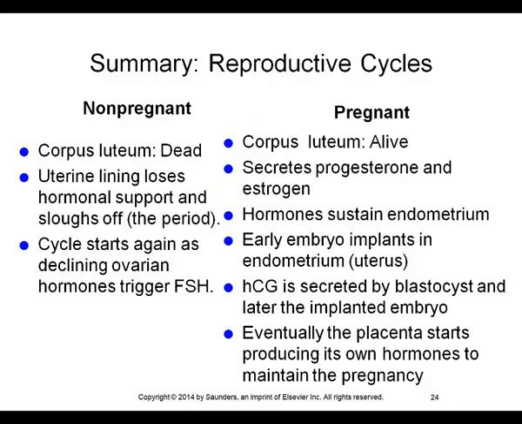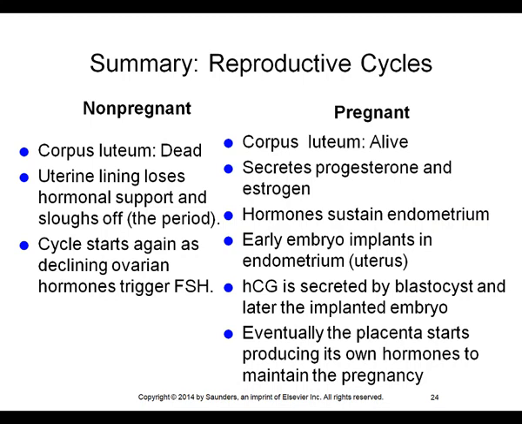So if you're not pregnant, what happens is the corpus luteum dies, the uterine lining loses hormonal support, and the cycle starts over again. If fertilization does occur, the corpus luteum remains alive, secretes progesterone and estrogen, hormones sustain the endometrium. The early embryo implants in the endometrium. HCG is secreted by the blastocyst and later by the implanted embryo, and eventually the placenta starts producing its own hormones to maintain the pregnancy.